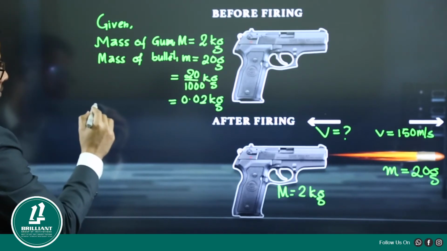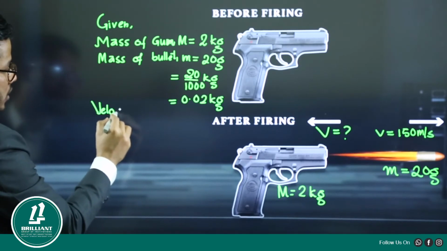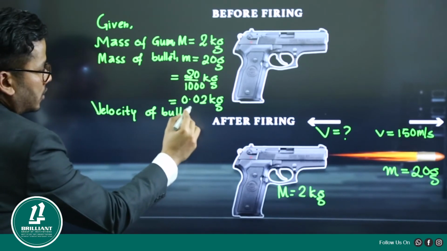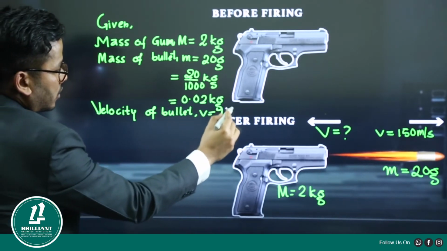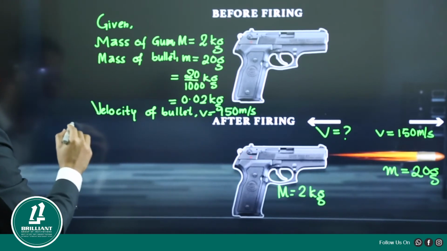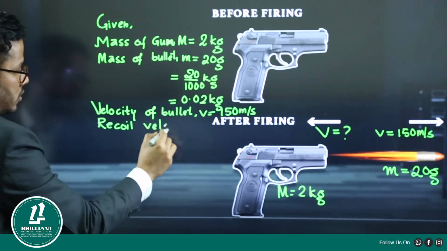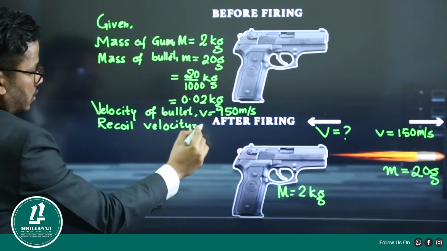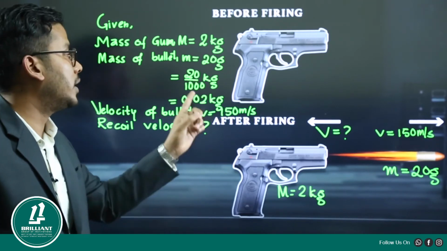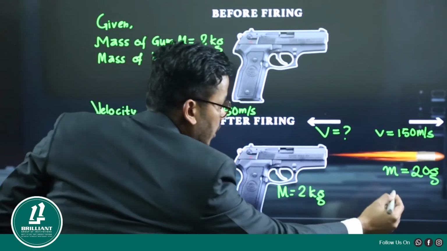Next step, write the velocity of the bullet, 150 meter per second, and you have to find the recoil velocity. Please mark here that the 20 gram of the bullet is converted into kg by dividing it by 1000, and we get 0.02 kg. I will write the same over here.